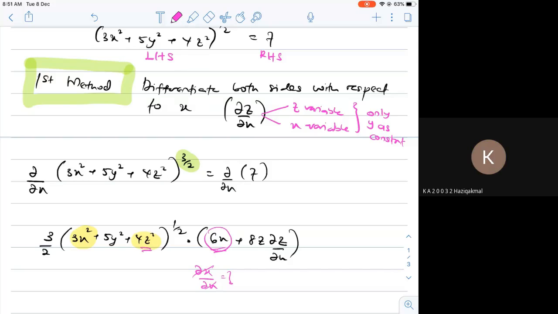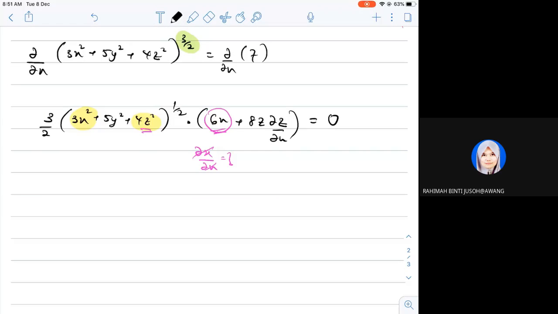Okay, good. So now this is equals to, right hand side, differentiate 7 with respect to x. You should get 0. Yes. Okay, we will get 0. So, kalau you bahagikan sebelah sini, whole thing becomes 0 lah. This whole thing becomes 0. Okay, so we just have this part.